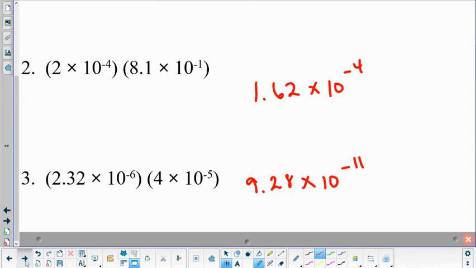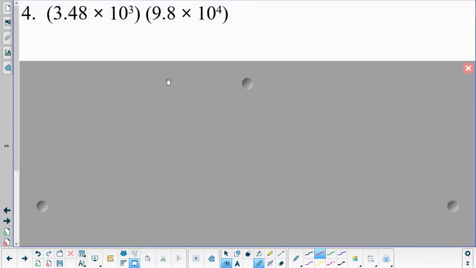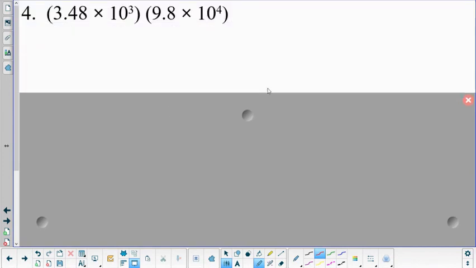Let's try a few more. So for this one, number 4. Number 4, our final answer should have been 3.4104 times 10 to the 8th power.